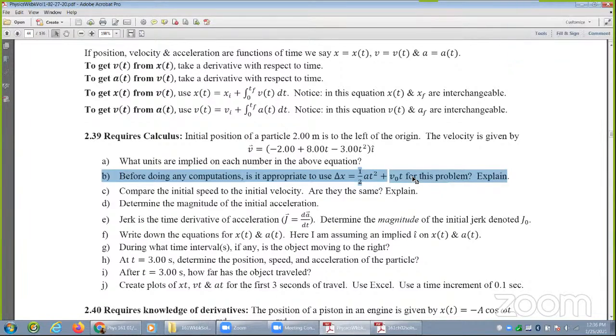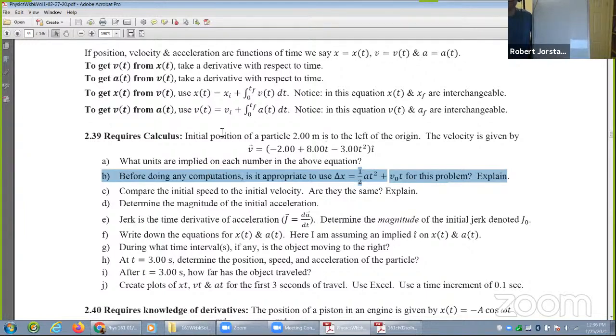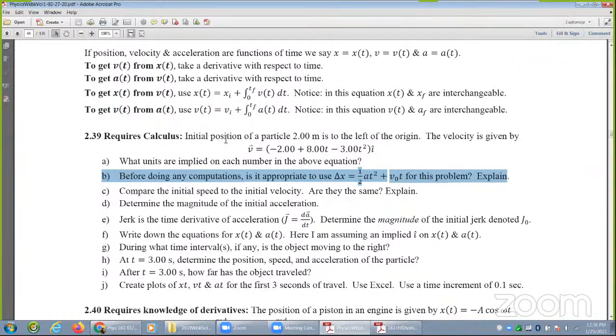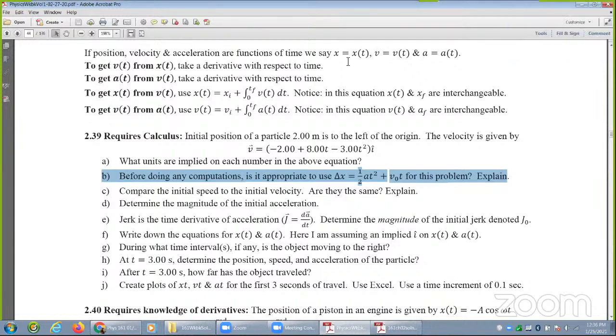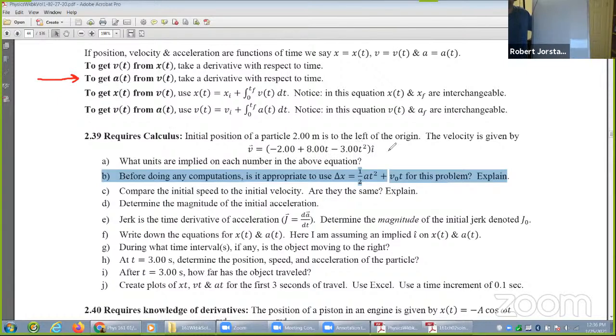Because it needs calculus. Well, that's true. Because it's not constant. What is not constant? Acceleration. You are correct. How can you tell acceleration is not constant? How do we get acceleration? Because if you take the derivative of the velocity, you see that it's not constant.